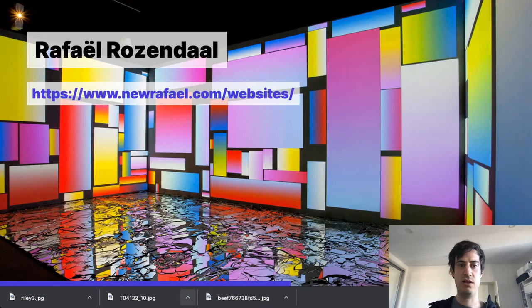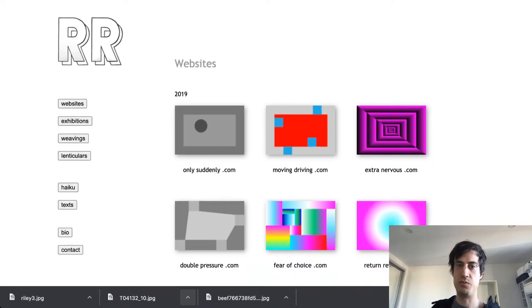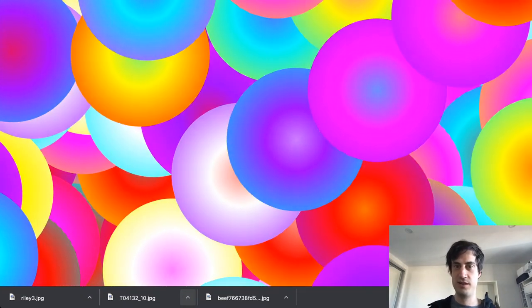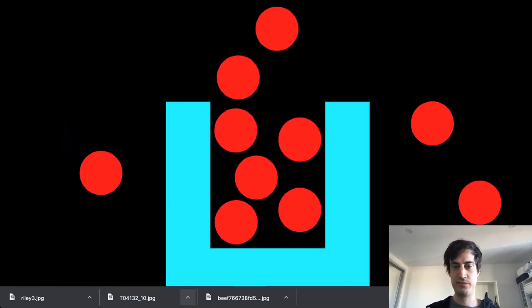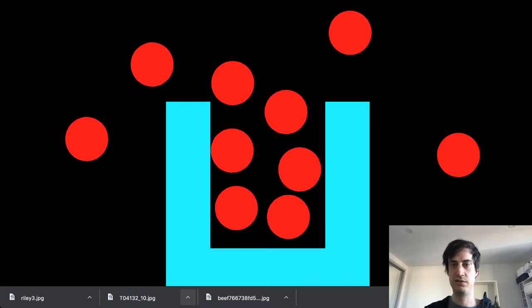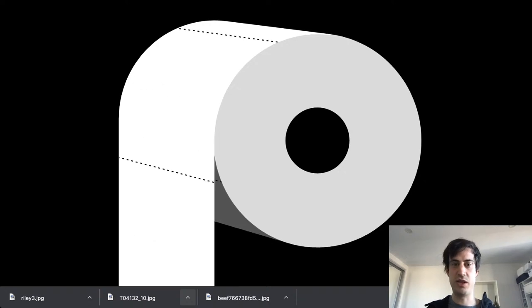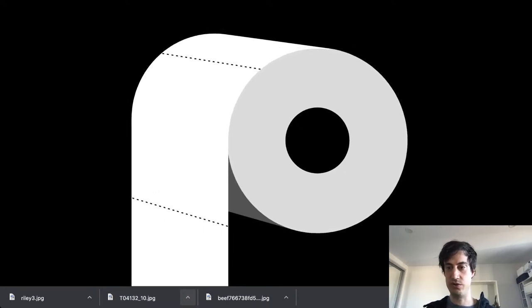We'll look at interactivity. We'll look at people like Raphael Rosendahl, and I've picked out a few of his circle works, but there's a whole web page of various websites that Raphael Rosendahl has put together. Here's a few circles just for this week. Here is a cup that generates loads of circles. And then they go and they spill out. And here is another of his websites that uses circles as a sort of design element to create something that in this day and age has become an object of immense value.